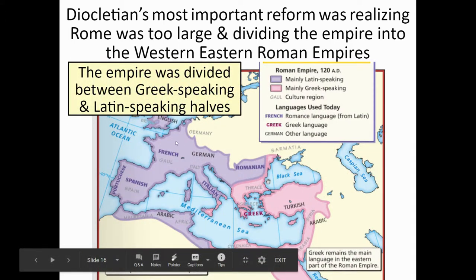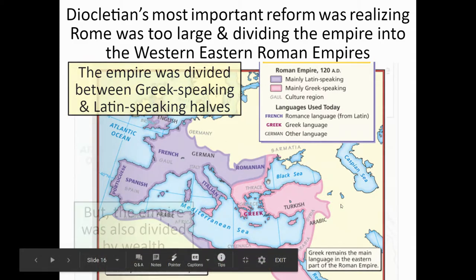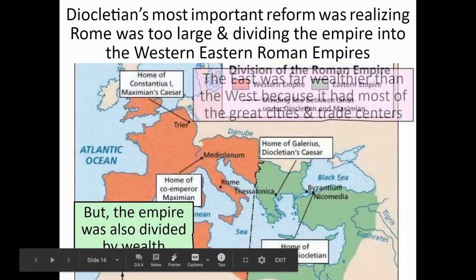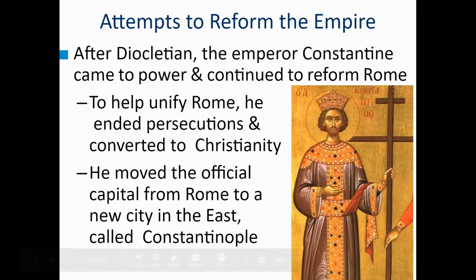All right, so over here, the pink is the Greek-speaking, and then the Latin-speaking Roman language is in the purple. So they're divided by language. It's going to further divide them. They're also divided by wealth because the East over here was wealthier than the West because of the trade empires. There was lots of trade going on here. And if you think about it, the Silk Road coming from the Far East would go through the Byzantium before it would get to the Mediterranean part.